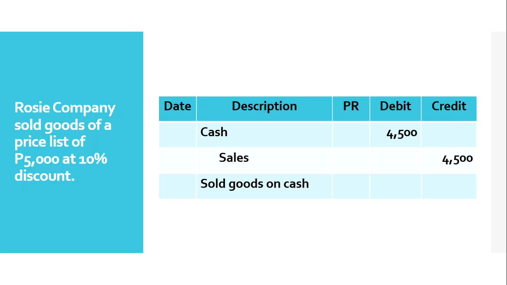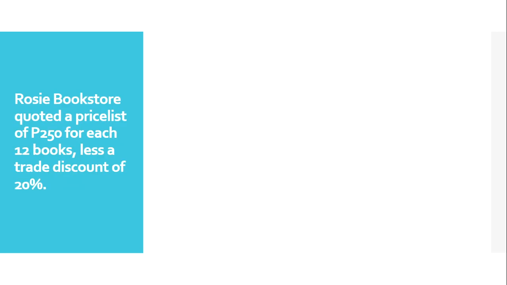Okay, let's have another example. Rosie Bookstore quoted a price list of 250 pesos for each 12 books, less a trade discount of 20%. So, si Rosie Bookstore daw, ang kada libro niya ay worth 250 pesos. Then, nakabenta siya ng 12 books at ang discount nun ay 20%. So, how are we going to compute that?